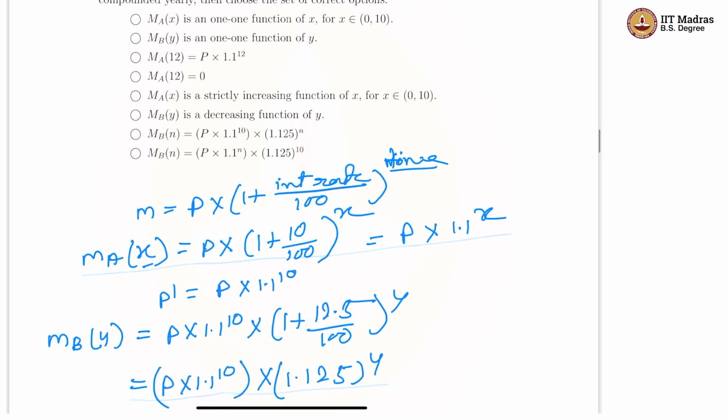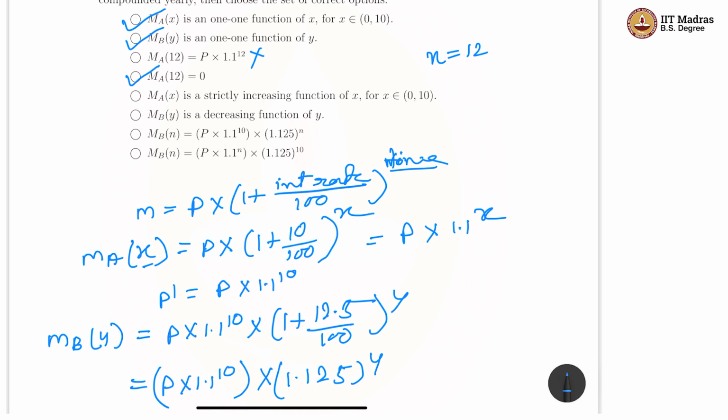MAX is an exponential function, and we all know that an exponential function is a one-one function. So the first option is correct. MBY is a one-one function of Y. This is again another exponential function, so this is also correct. The third option is incorrect because when X equals 12, that means the number of years is 12, then the amount in bank A will be 0, because after 10 years we are withdrawing all the amount from bank A. So this option is correct.